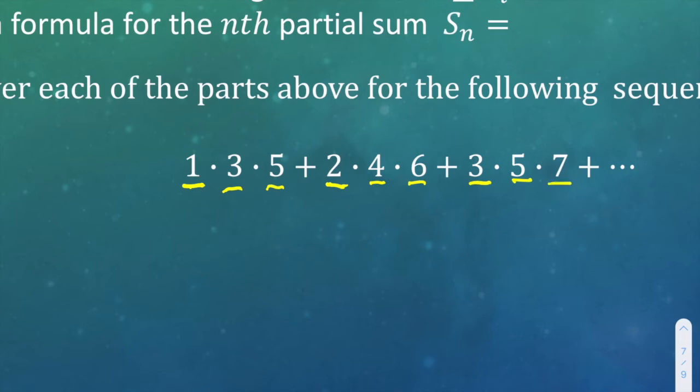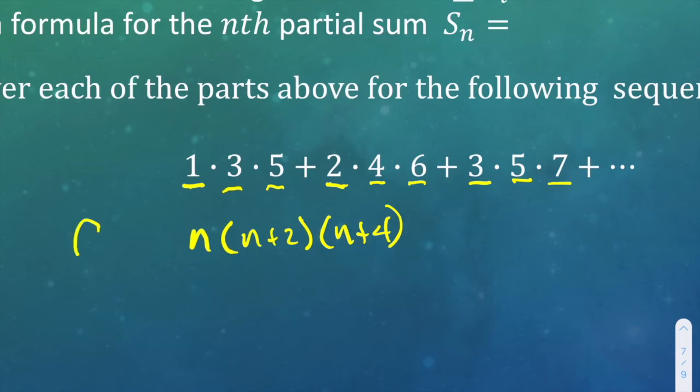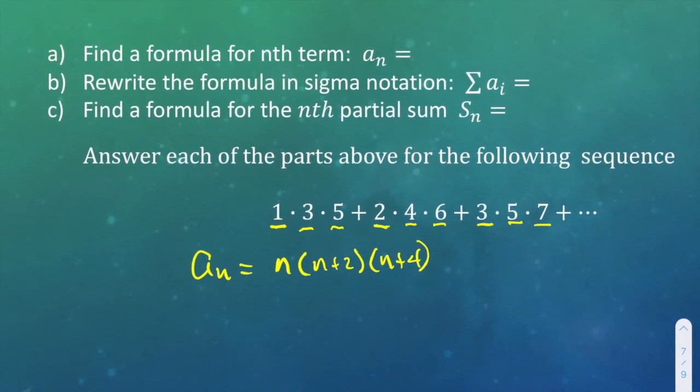Then instead of the first term or the second term or the third term, let's say the nth term. Wouldn't that then be n times n plus 2 times n plus 4? And so there it is. There's my a sub n. That's what it looks like. And so that's the nth term, a sub n. We're going to rewrite this now in sigma notation.